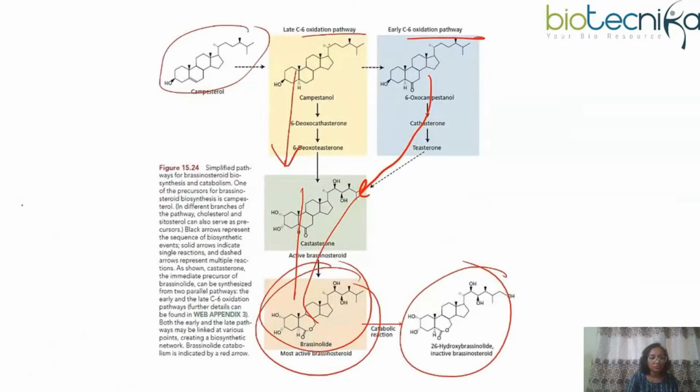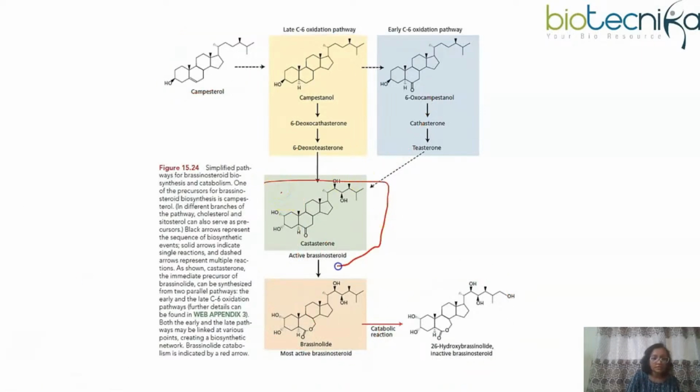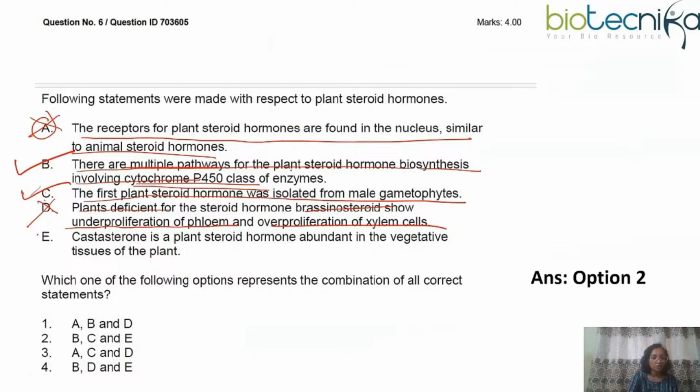See, this is castasterone over here. This here is castasterone, which is an active brassinosteroid, and it has been implicated in the development of vegetative tissues in specific plants like tomatoes. So statement E is also correct. So the answer is option 2, which is B, C and E. These are the correct statements.